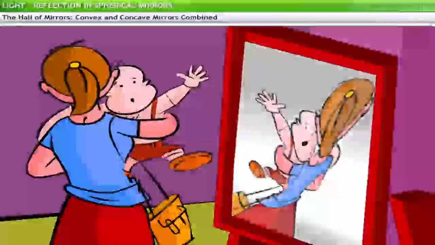With the set of such mirrors around you, you can see a variety of images of yourself, an undoubtedly interesting experience.